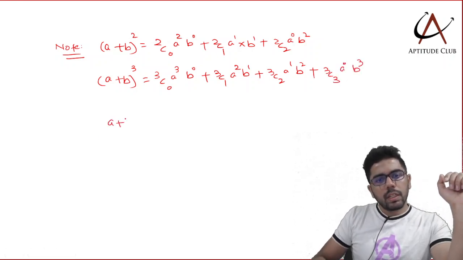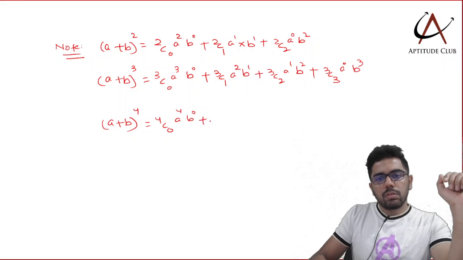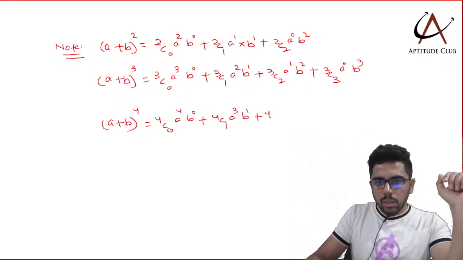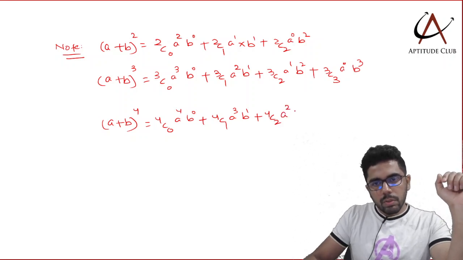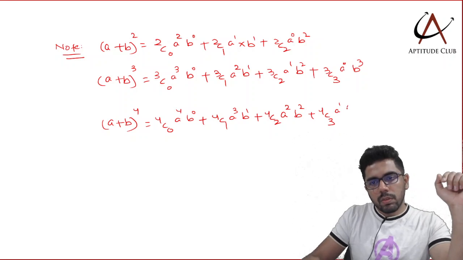Same logic में you can write a plus b to the power 4 also. 4c0 a to the power 4 b to the power 0 plus 4c1 a to the power 3 b to the power 1 plus 4c2 a to the power 2 b to the power 2 plus 4c3 a to the power 1 b to the power 3 plus 4c4 a to the power 0 b to the power 4.